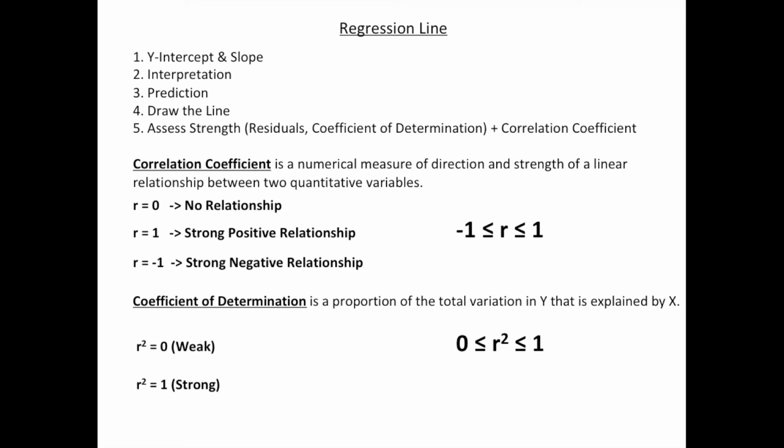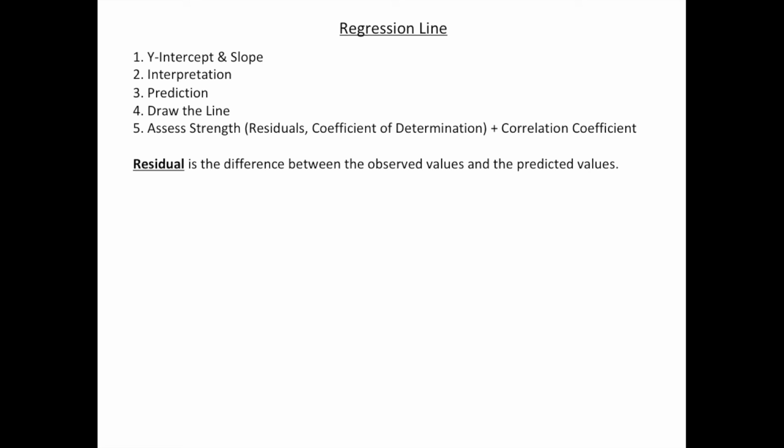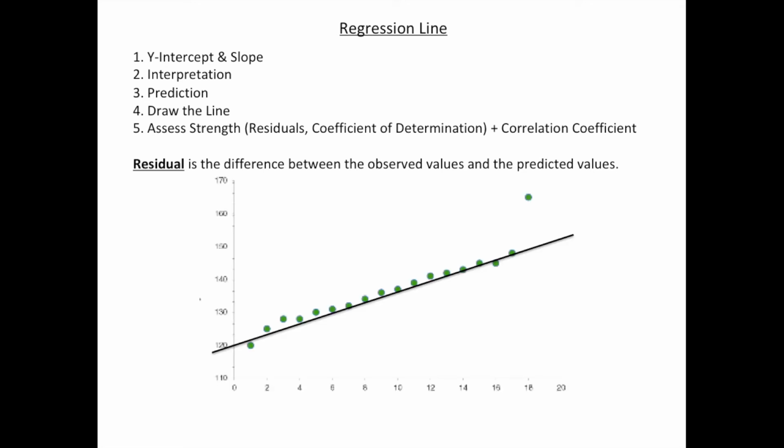One other thing we can assess for the strength are the residuals, and a residual is the difference between the observed value and the predicted value with your regression line and your plotted data. If we look at a scatter plot with your data and regression line, the residual is the distance from your data point to the regression line, and it's just the difference between the observed value and the predicted value. Every single data point will have a residual. One thing to note about residuals: if you sum all of your residuals up, they should always sum to 0.